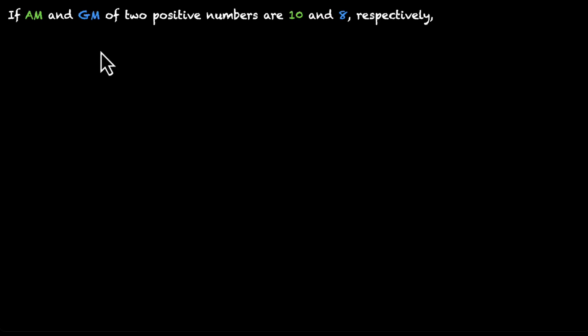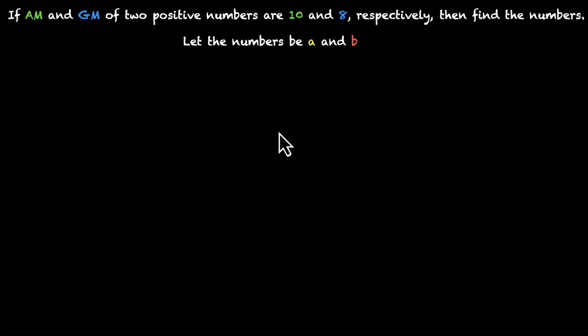Let's solve one more problem. If AM and GM of two positive numbers are 10 and 8 respectively, then find the numbers. Pause the video, try it out. It's very similar to the one that we have just solved. Okay, so let's do this. Let the numbers be A and B. So (A plus B) by 2 is 10, AM is given as 10. And root AB is equal to 8.